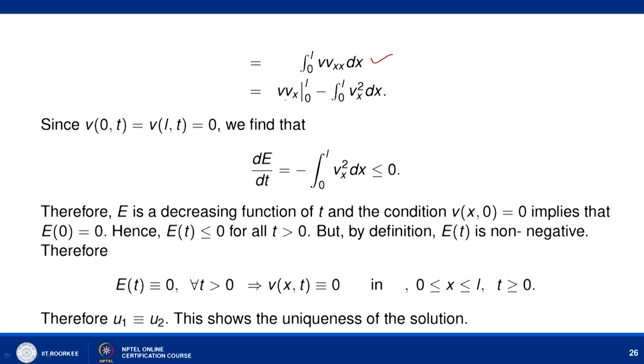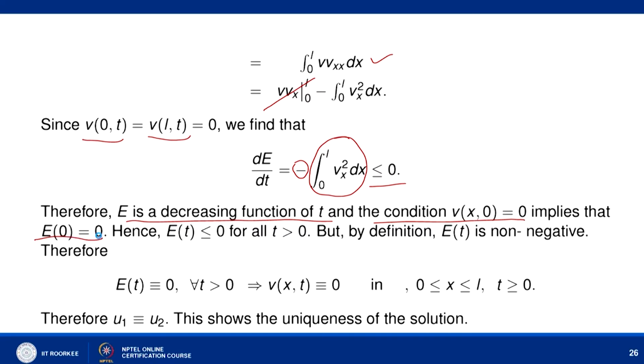Now, if you look at the boundary term, we already know that V(0,t) and V(L,t) are given as 0, so this boundary term will simply vanish. So, dE/dt equal to minus the integral from 0 to L of V_x squared dx. Now, this is something non-negative, but there is a minus sign here. So, dE/dt is less than or equal to 0. It means that E is a decreasing function of time t, and the condition V(x,0) equal to 0 implies that E(0) is equal to 0.